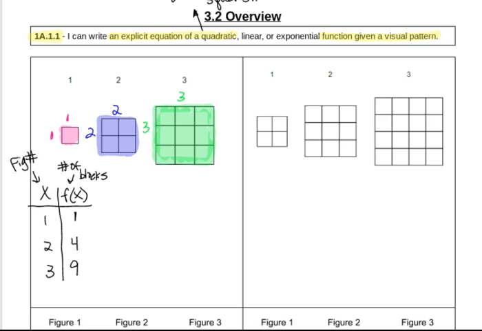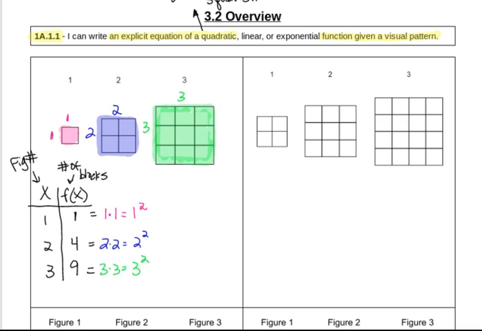So what I'm going to do next is using my table, I'm going to break down these numbers that I found into those perfect squares that we said. So in figure 1, it was a 1 by 1 square. And I know if I've got 1 and I multiply it by itself, that's really 1 squared. In figure 2, I had a 2 by 2 square, which can be written as 2 squared. And in figure 3, I have a 3 by 3 square, which can be written as 3 squared.